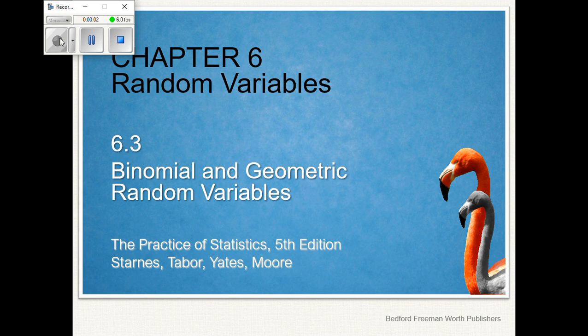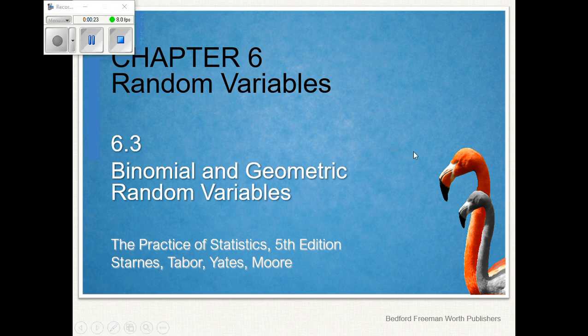Howdy. Let's look at section 3 of chapter 6. This is in the random variable chapter, but it's a unit on binomial and geometric random variables, two specific kinds of random variables that are similar but have a key difference that means their work is going to be different and their solutions or applications will be different as well.